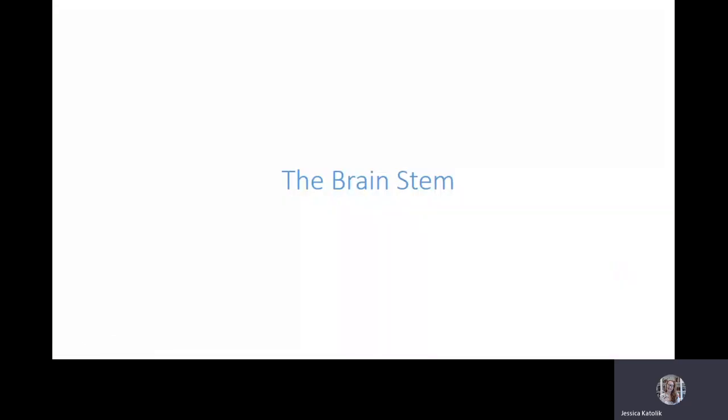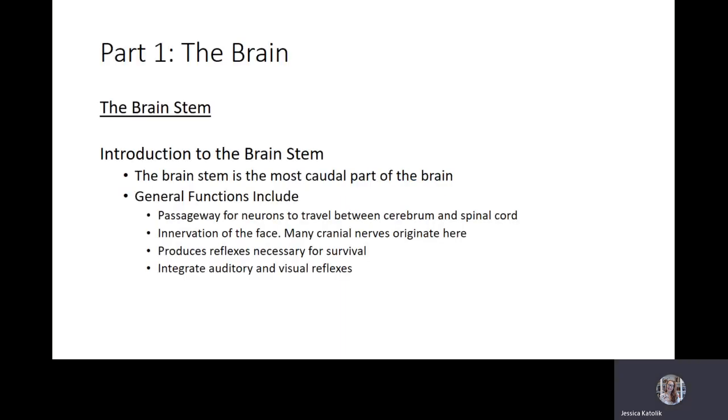Today we're going to continue our lecture on Chapter 13, the Central Nervous System. And in this video, we're going to focus on the brainstem. The brainstem is the most caudal part of the brain, so it means that it's closest to the tailbone, and it's actually going to have some of our fundamental and life-sustaining functions of our brain.